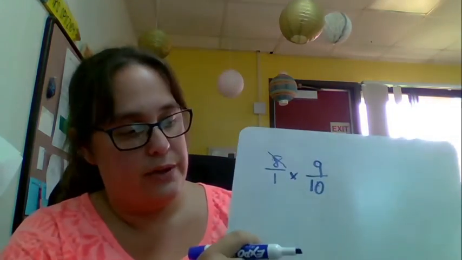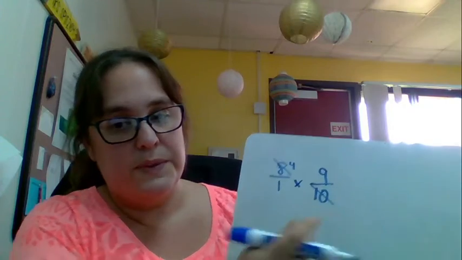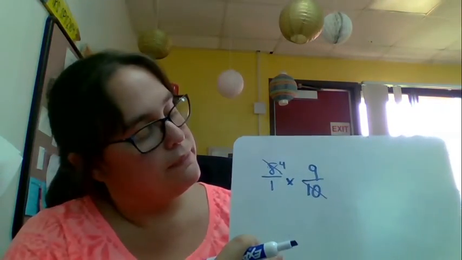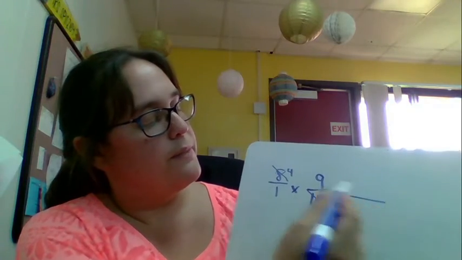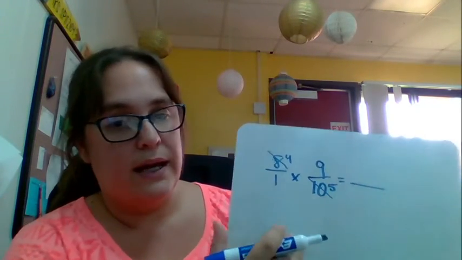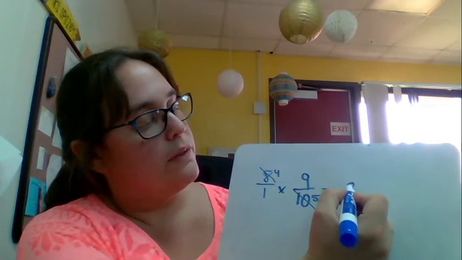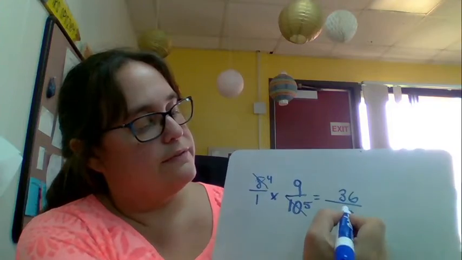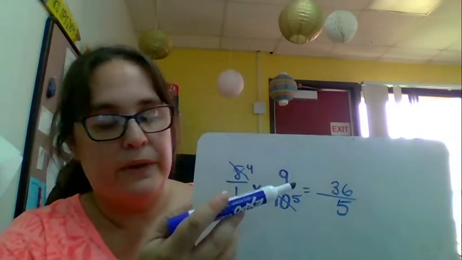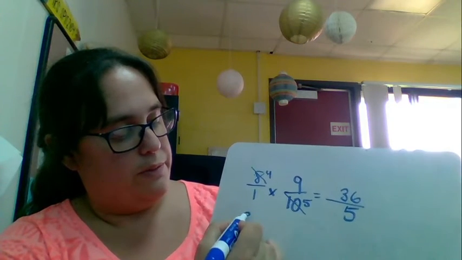2 times what gives you 8? 4. 2 times what gives you 10? 5. Now you're ready to multiply. 4 times 9 is 36. 5 times 1 is 5. Oh, we did it again. We've got an improper fraction. Come down here and we'll do a little bit more work.